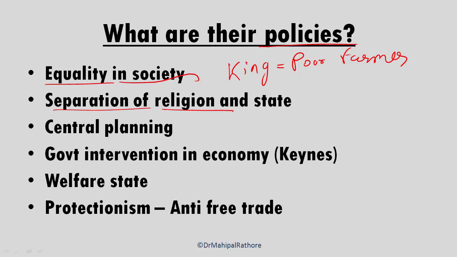Second, separation of religion and state. The church or any religion which is dominant in the country should not interfere with the government. The government should not ask religious authorities to interfere in its work. The government should be totally separate from religion. This was also championed after the French Revolution, because in France the church was very powerful, and after the revolution the power of the church over the state was gone. So the modern concept of separation of religion and state comes from there. Then central planning.